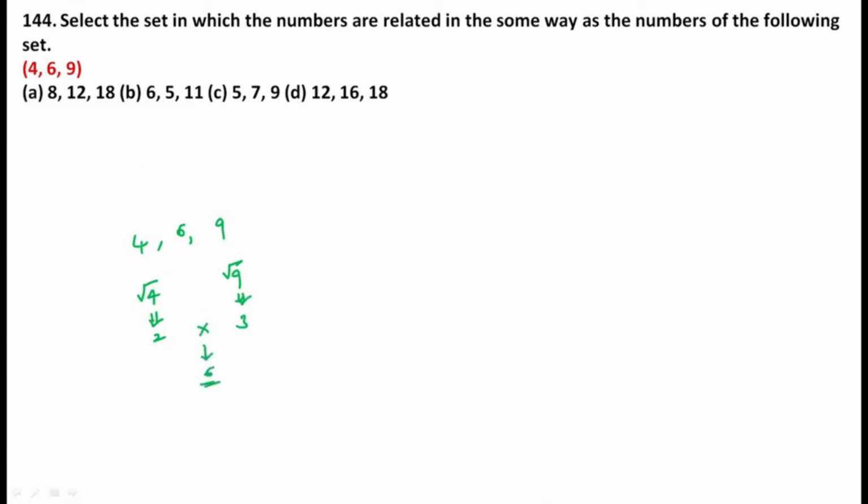Guys, observe that. I am taking the root value of 4 is equal to 2, the root value of 9 is equal to 3. You should multiply those two numbers. Now you get the resultant 6. Now you just observe which of the following options gives the same kind of relation.